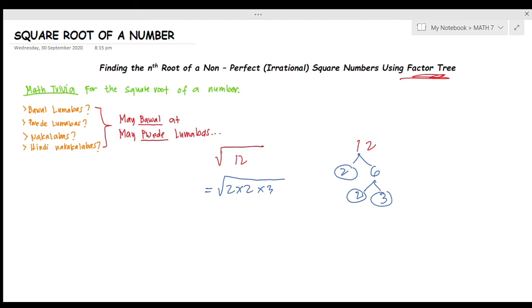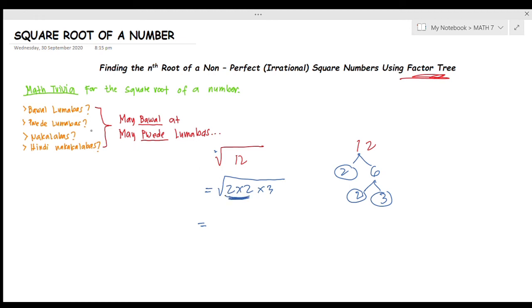So since we're finding the square root of 12 and the index of that is only 2, so meaning to say, yung 2 yan, magpa-partner tayo ng number by 2. So ngayon, ano ba yung mga number na pwedeng lumabas? So since we're dealing with the index of 2, ang pwedeng lumabas lang dyan, yung may mga partner. Ano po? So ano may mga partner dyan? Eto lang yung may partner na same number.